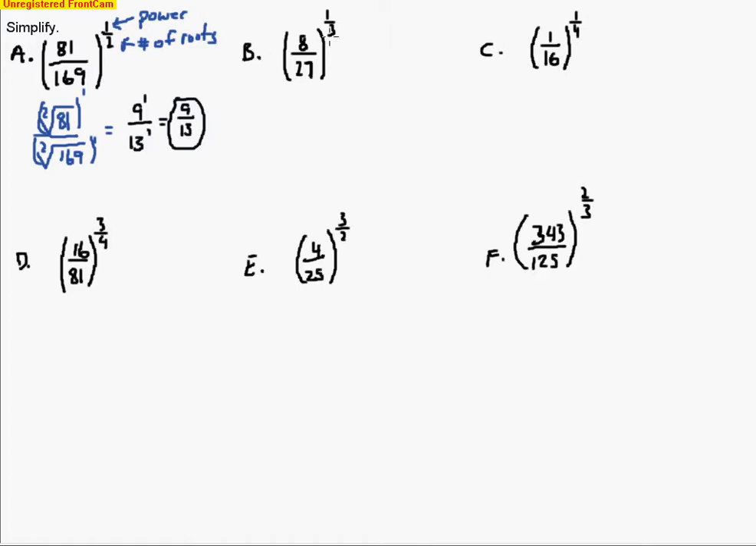Well, taking a look at the next one here, we have 8 over 27, all raised to the 1/3 power. So what we're going to end up doing is the same sort of thing. But this time we're going to take this 8, and we're going to find the cubic root of it. That's what the 3 represents, the number of roots. 3 numbers that multiply to make 8, and then raise that to the first power. Do the same thing over here, 3 numbers that make 27, and then raise that to the first power.